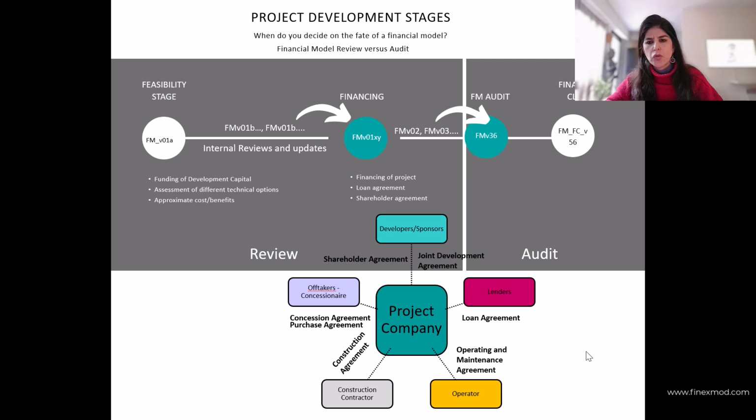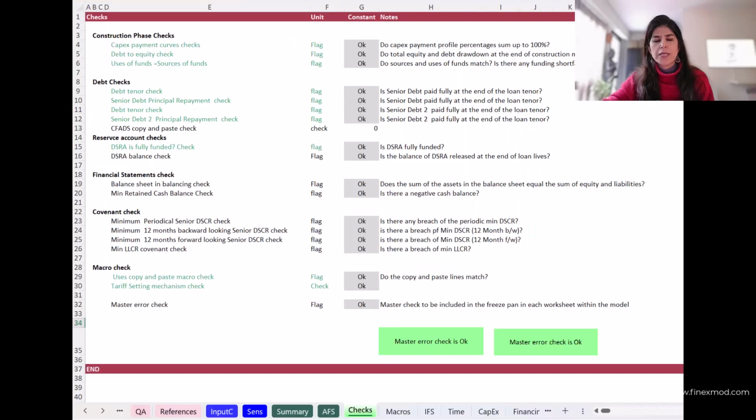The other thing to make sure that the model is error-free is to include a set of checks in the model, error checks or integrity checks, to make sure that the model is free from error. At least the things that we can identify: sources and uses should match. This is one of the checks.